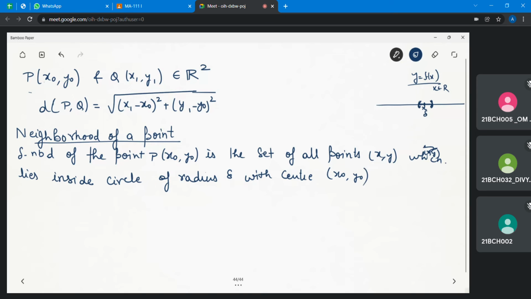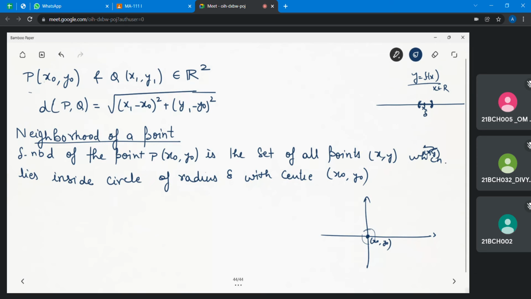Right. So you see that when we have a function of two variables, let us suppose this is some point x naught y naught, okay? So this is now corresponding to this x naught y naught. We have to find out its neighborhood.